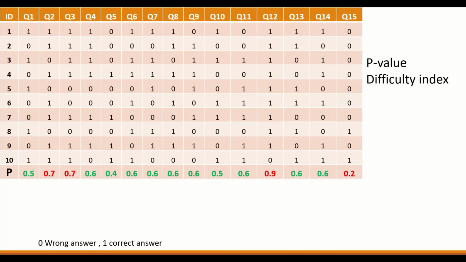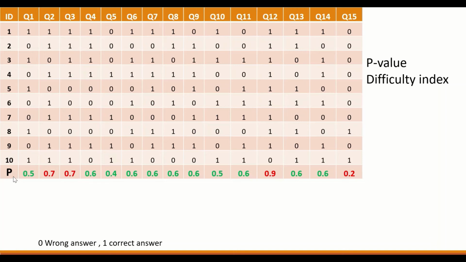This table shows 15 multiple choice questions answered by 10 students, and the answers were recorded as 1 for a correct answer and 0 for a wrong answer. To calculate the item difficulty, or the p-value, for each question, add all the correct answers scored for each question and divide that by the total number of students. For the first question, it's 5 correct answers divided by 10, so it is 0.5. And for question number 15, 2 correct answers divided by 10 is 0.2.